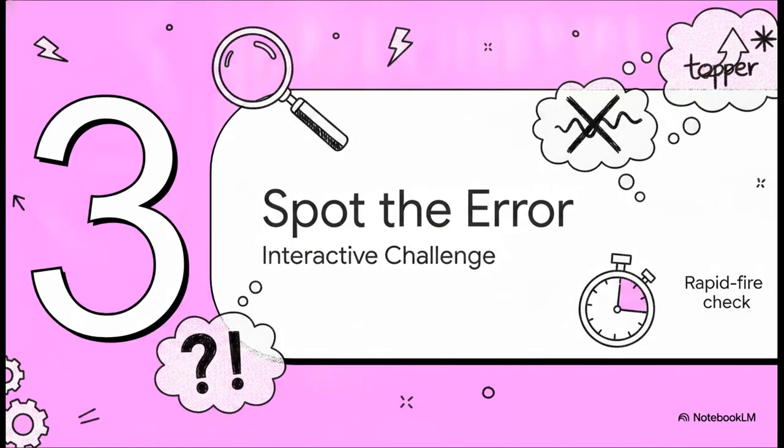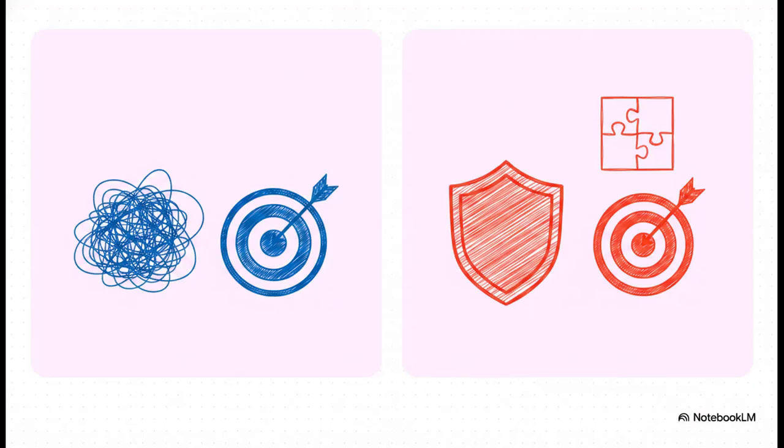Section 3. Spot the Error Interactive Challenge. You know, math isn't the only place where marks just slip away. Written explanations are honestly just as dangerous. So let's test your knowledge in our rapid-fire check to see if you can instantly spot what separates an average answer from a topper answer.